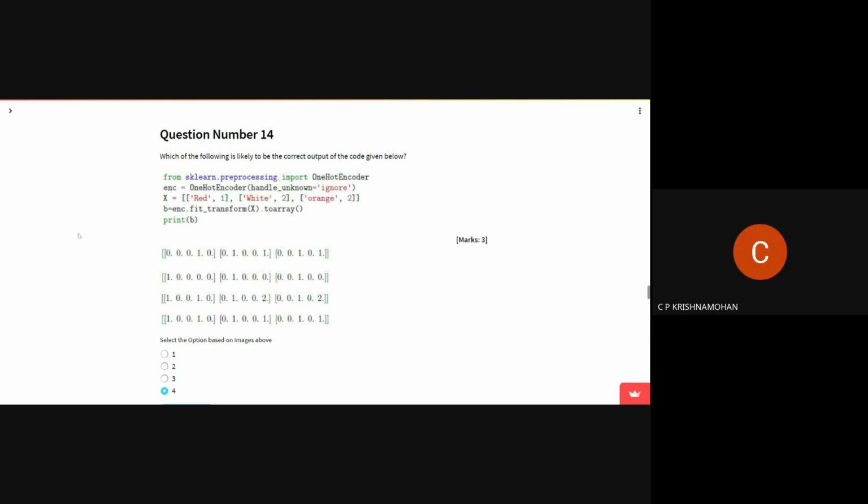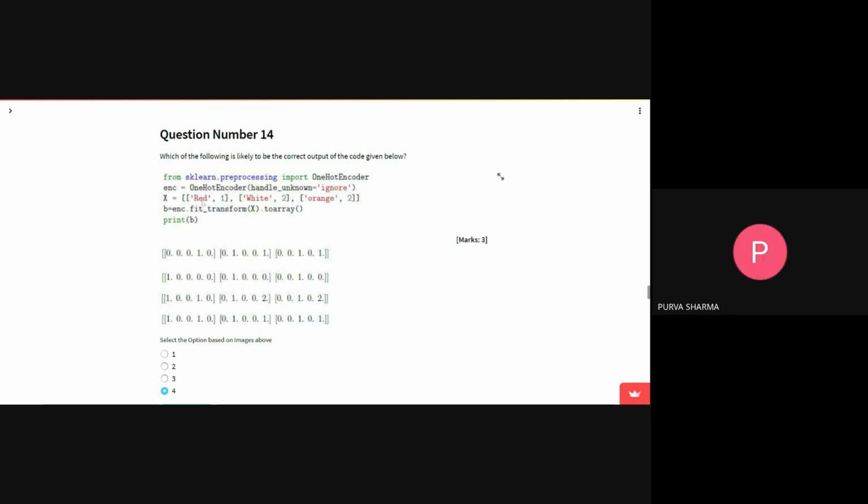Ma'am, can you just explain the fourth one? You were explaining how the fourth one is correct. Yeah, it is fourth because, okay, we'll go column wise. One hot encoder will move column wise. So the first column has 3 values: red, white, and orange. Correct?